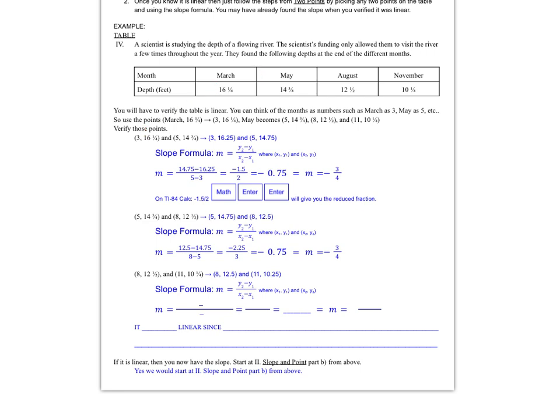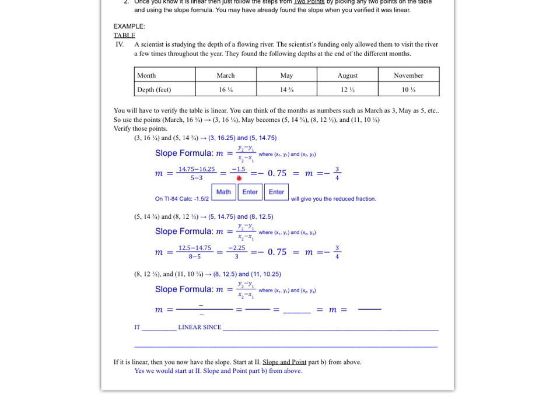Like we did before on scenario 1, we're going to take the 16.25 and write it as a decimal. Same thing with the 14.75, for the May and March. Also like before, March is the 3rd month, May is the 5th month. We can do the slope formula, taking our y2, 14.75, minus our y1, 16.25, over our 5th month minus our 3rd month. On the top, we get negative 1.5 over 2.